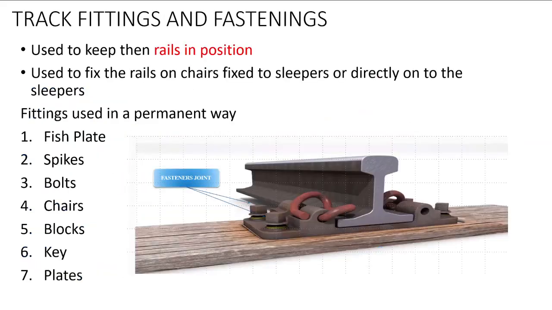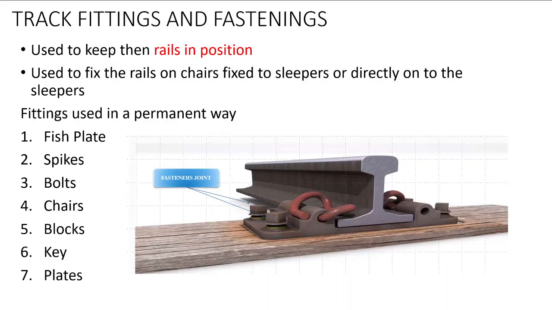Then we will move towards the next topic, that is track fittings and fastenings. Why are these track fittings and fastenings used? What are these? These are the members which are used to keep the rails in position. They are used to fix the rails on the chairs fixed to the sleepers, or directly onto the sleepers. These are nothing but the members used to connect the various components of the railway track to each other.